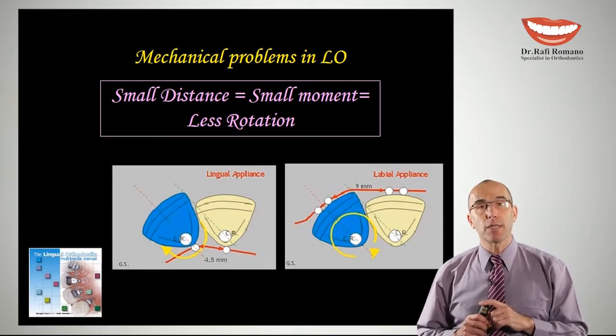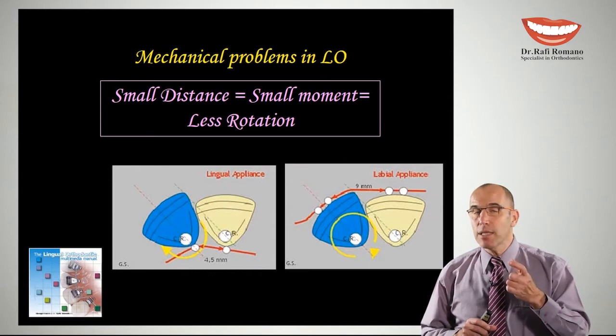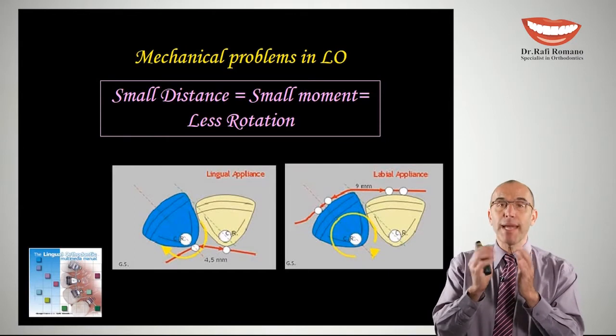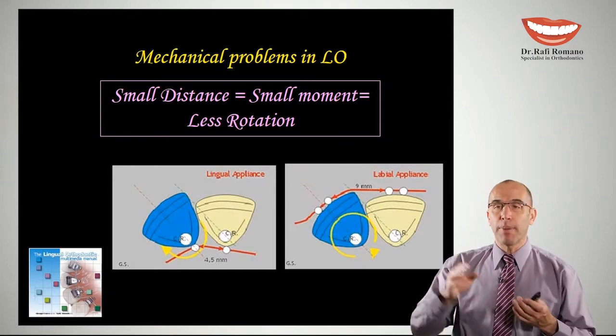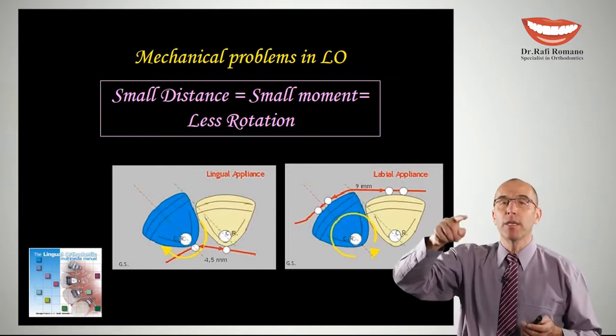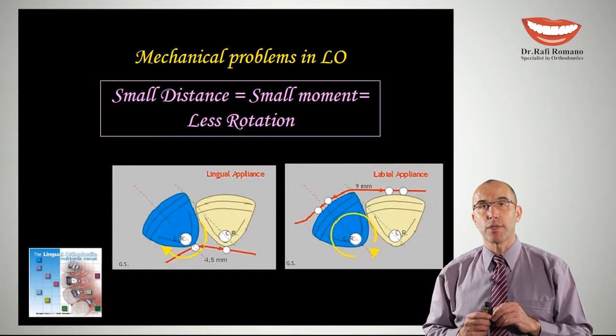Sometimes the distance, as I told you, is almost 0, and then we have to use our skills in order to artificially create space between the brackets, either by bending the wire or by creating a power chain, which I will show you in a minute, in order to correct these rotations.